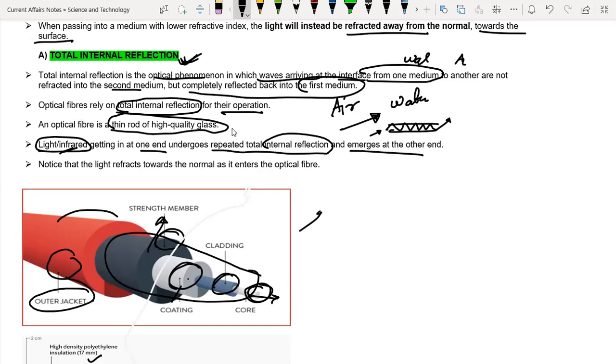That means when incident light falls in this direction, and this is a cladding material. Okay, so when it comes out, it also follows the same path, and between them, in this material, it gets totally internally reflected. Also in this point, notice that the light reflects toward the normal as it enters the optic fiber. Okay, when it enters, it follows the normal path. Reflect towards the normal.